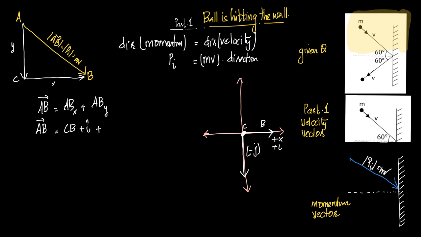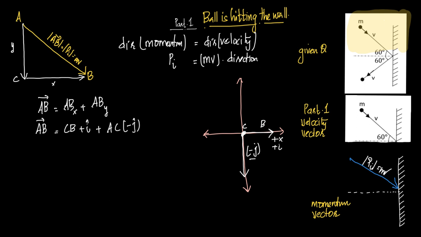And where is AC along? AC is along the minus j cap direction. I hope the concept is clear. Please go through the explanation once again. Those who are watching online, please make sure that you pause the video and come back to this explanation one more time. Things will become really clear to you.